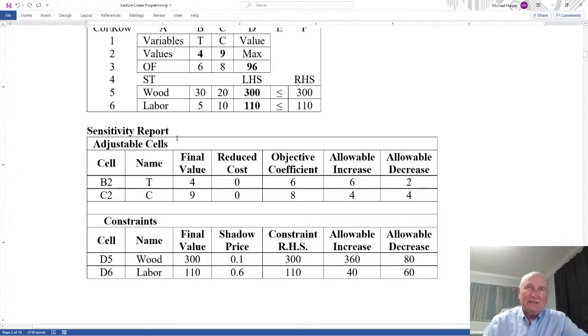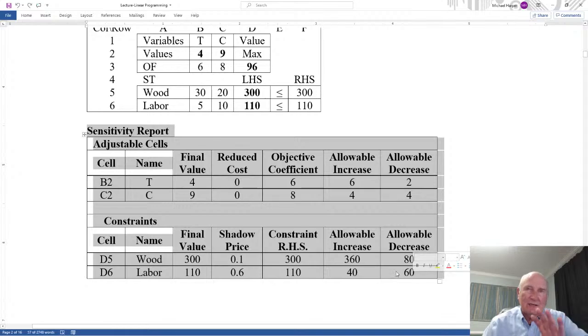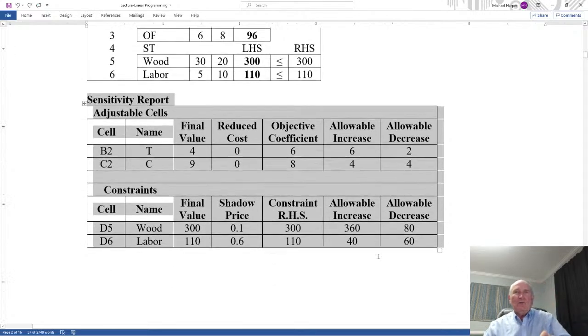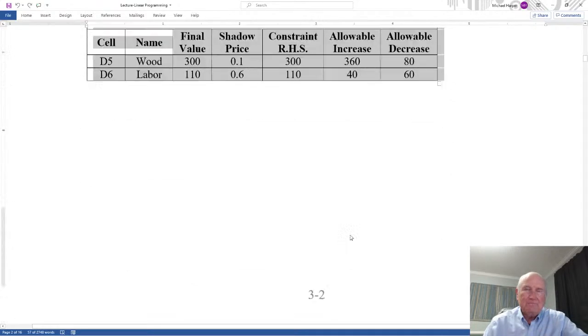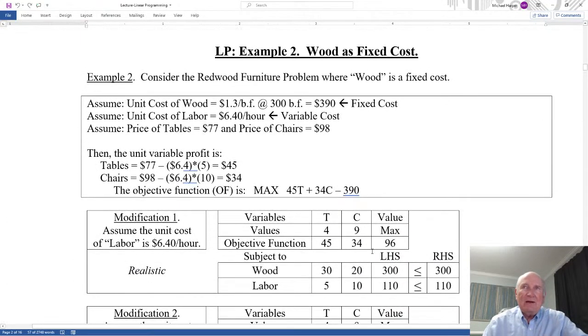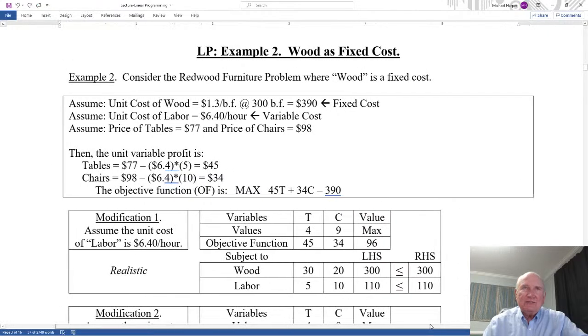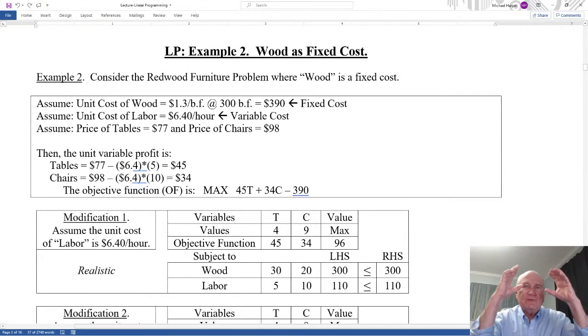Okay. Now the sensitivity report, we're not doing that initially. We'll do this probably next week, not today. Okay. Now let's take an extension. Now let's take this redwood furniture problem and extend it before we do some applications.